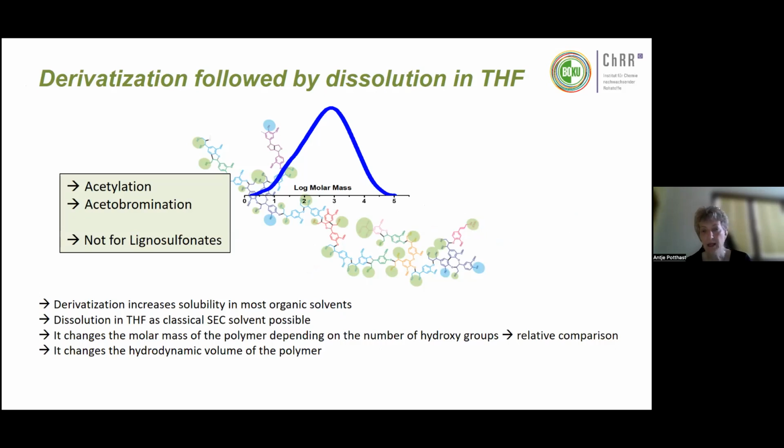You might be able to dissolve an organosolv lignin directly. For the other lignins, you have to do a derivatization reaction. You can, of course, do an acetylation, or you can do a quicker acetobromination. But you have to be aware of the fact that you change your molar mass with that derivatization.